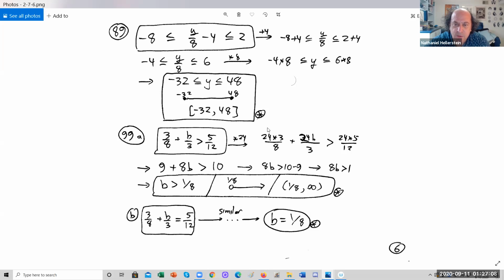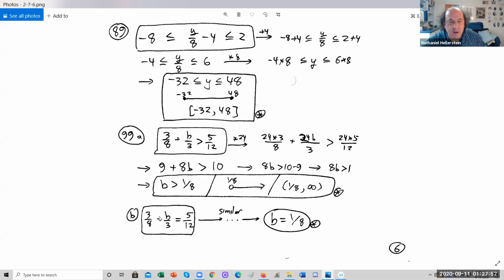All right, after reducing this, 24 times 3 over 8, that's 9. 24b over 3, that's 8b. 24 times 5 over 12 is 10. So 9 plus 8b is greater than 10. Transpose the 9 by subtracting it from both sides. 8b greater than 10 minus 9, greater than because the inequality sign stays the same. 8b is bigger than 1. Now to isolate b, we divide both sides by 8, a positive number, so it keeps the inequality sign the same. b is greater than 1/8, so the graph is the right half line, excluding 1/8, denoted round bracket 1/8 to infinity round bracket.